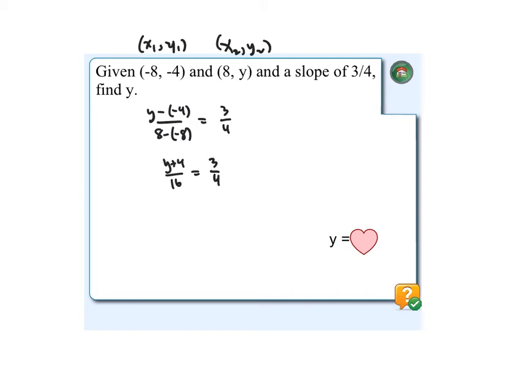Watch another way that I can do this. I'm going to multiply both sides by 16. So the left side becomes just y + 4. The right side, 3/4 of 16, is 12. So if I subtract 4 from both sides, I get y equals 8. There you have it. All right, a couple more examples.